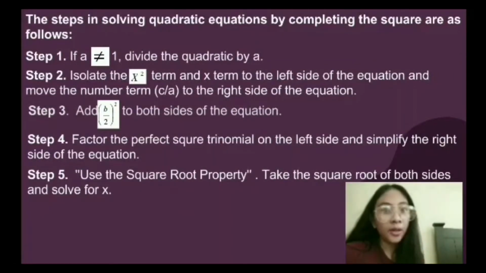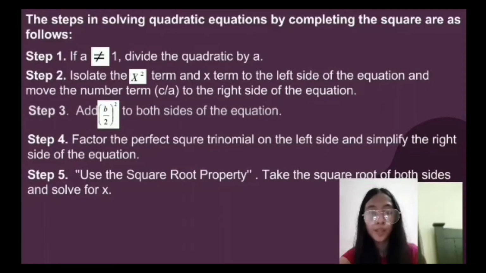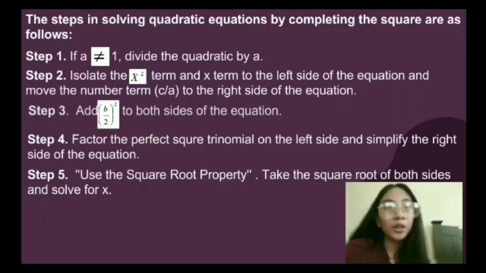So, step 1 is if a is not equal to 1, divide the quadratic by a. Step 2, we need to isolate the x squared term and x term to the left side of the equation and move the constant term to the right side of the equation. Then step 3, add the square of half of b to both sides of the equation. Then step 4, factor the perfect square trinomial on the left side and simplify the right side of the equation. And step 5, use the square root property. Take the square root of both sides and solve for x.